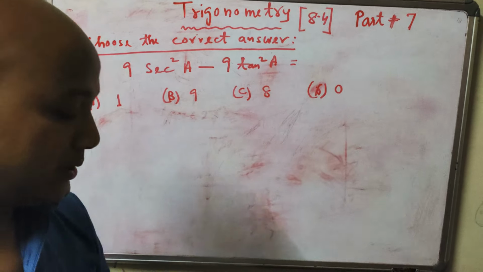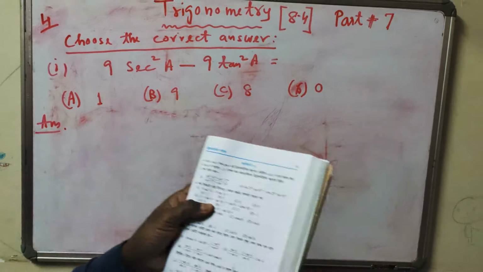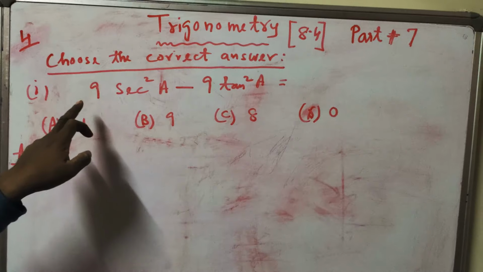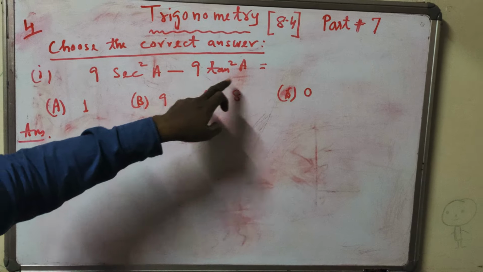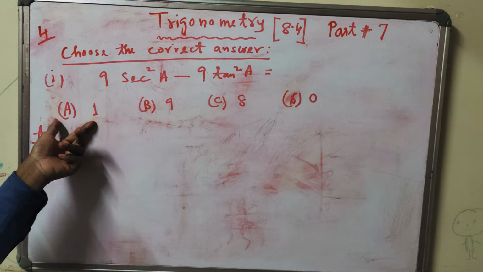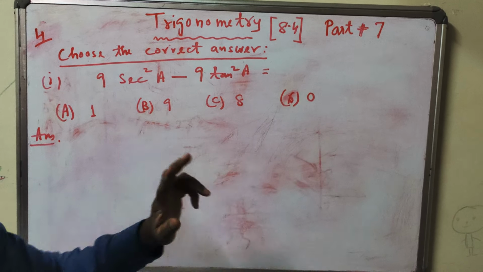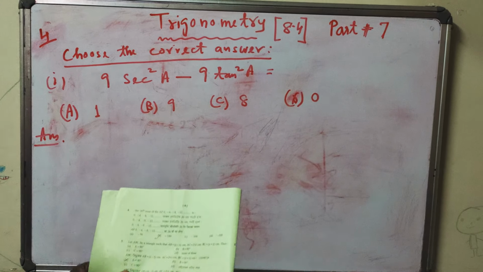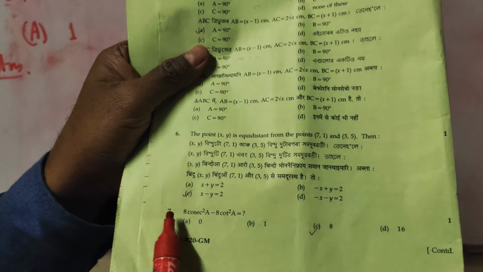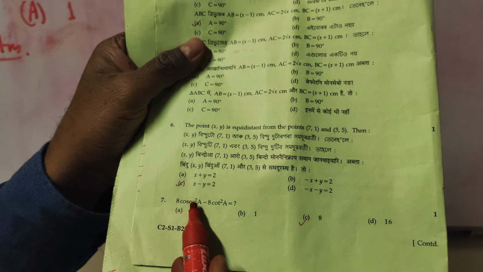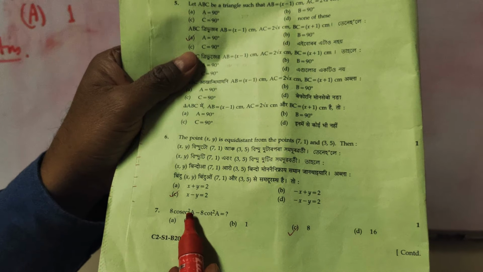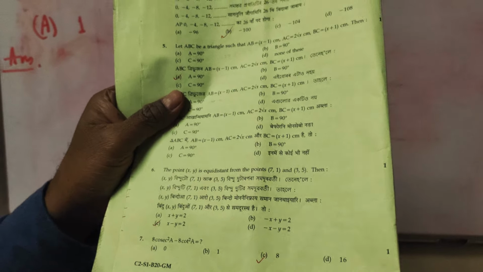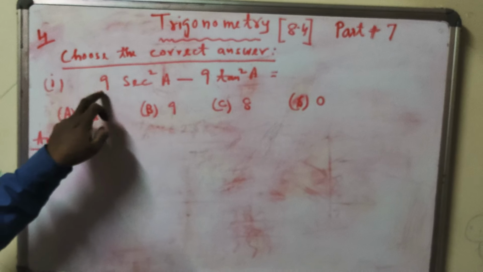See, in 8.4, in question number 3 I have done. In question number 4, there is a question like this. Choose the correct answer: 9 sec square a minus 9 tan square a equals to. There are 4 options: A equal to 1, B equal to 9, C equal to 8, and D equal to 0. Which should be the proper answer? See, this kind of questions are asked in the final exam. This is question 2020. Here, in question number 7, a 1 mark question: 8 cosec square a minus 8 cot square a equals 0, 1, 8 or 16. So it's very important for next year.